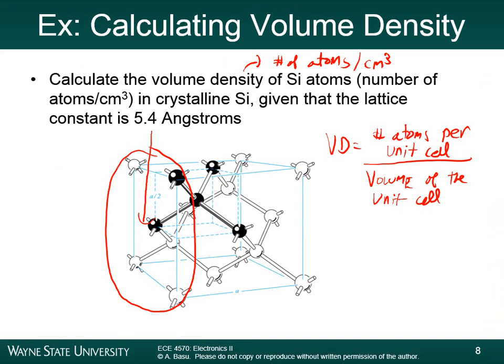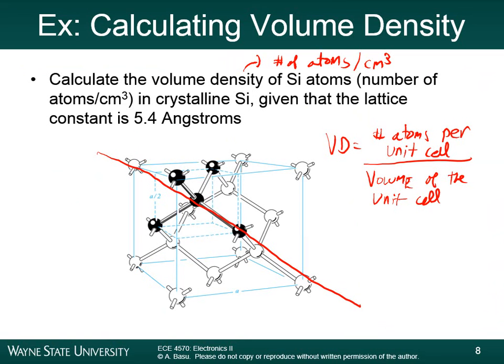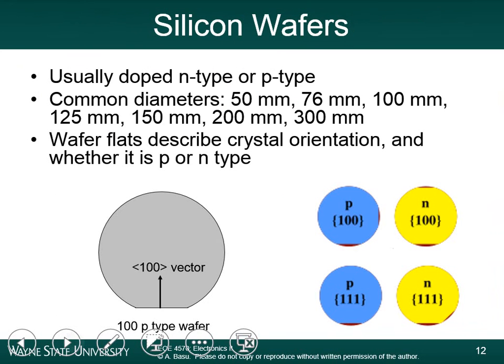If we were to cut it this way instead, if we decide we want to cut diagonally across here like this, we're going to get a different family of planes. We're going to get the 110 or the 111 family of planes, depending on how we cut it. So how we cut the silicon determines the atomic distribution on the surface of the wafer. Turns out that's very important to the properties of the wafer. That being said, 90% of the wafers that are made are 100 wafers, meaning they have the 100 surface exposed.